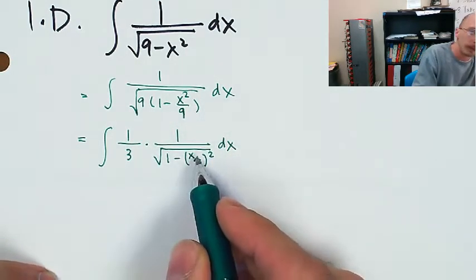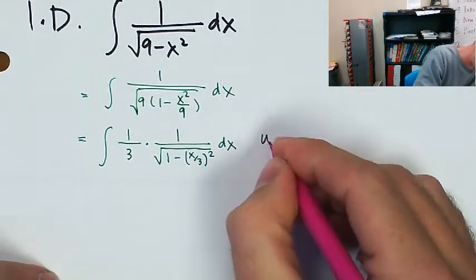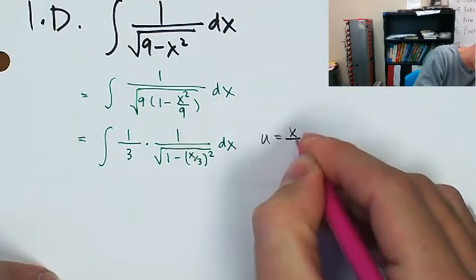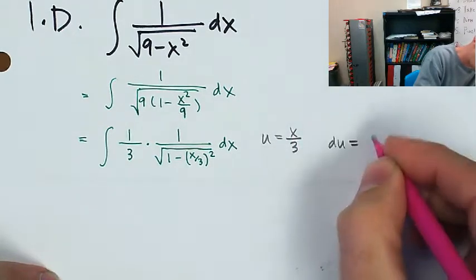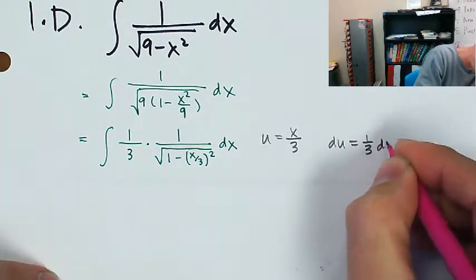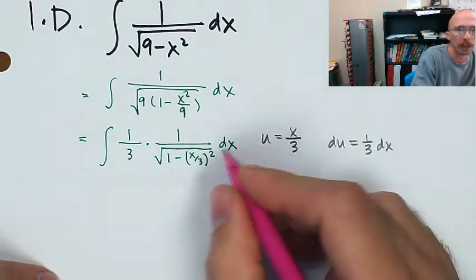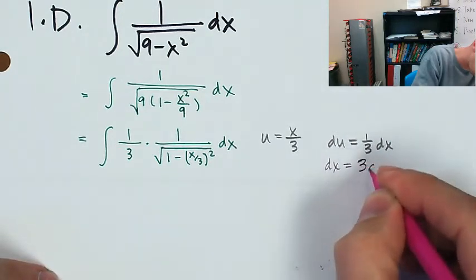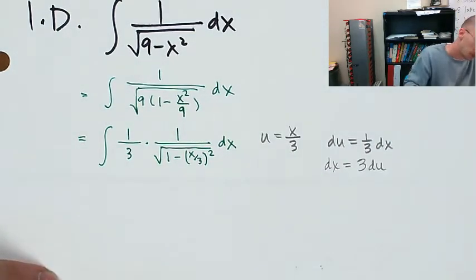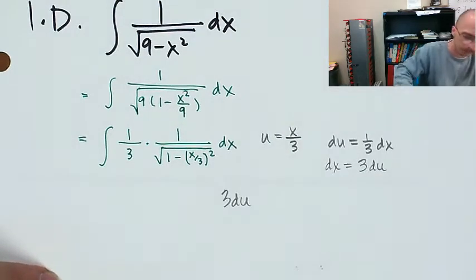Okay. Then I'm going to use a u substitution. I'm going to let u equal x divided by 3. And du will equal 1/3 of dx. Okay. But I don't have du, I have dx, so I'm going to solve for dx real quick and say dx is 3 du. Right? So where I had dx, I now have 3 du.